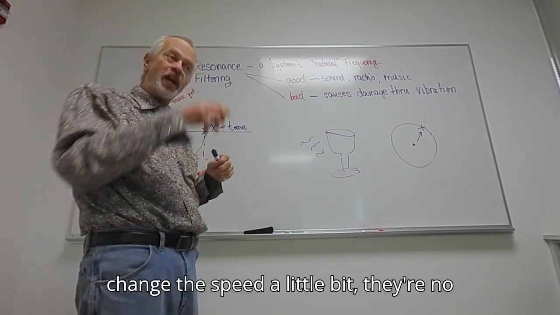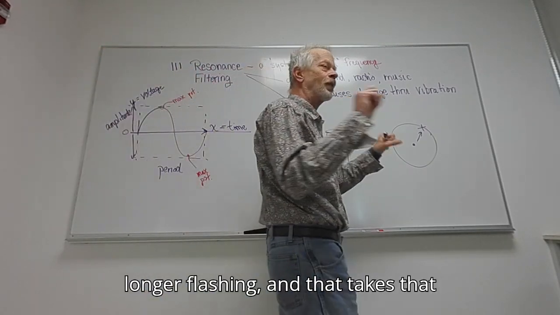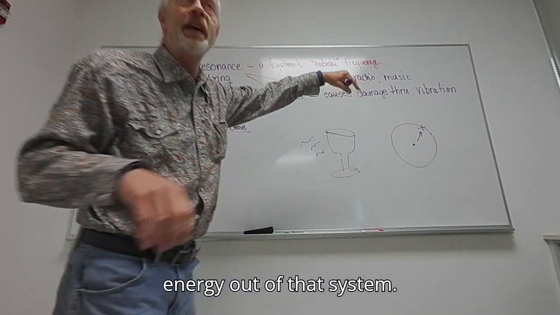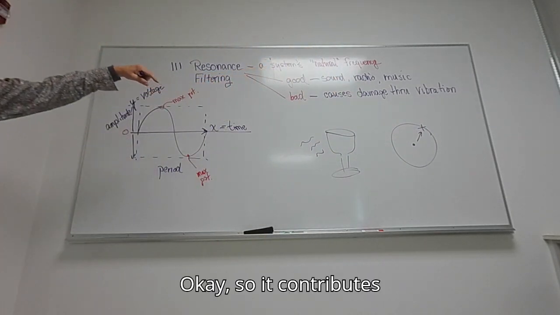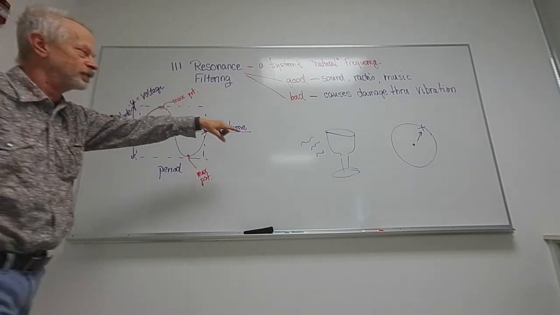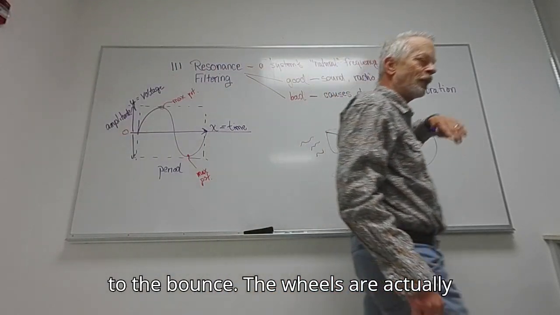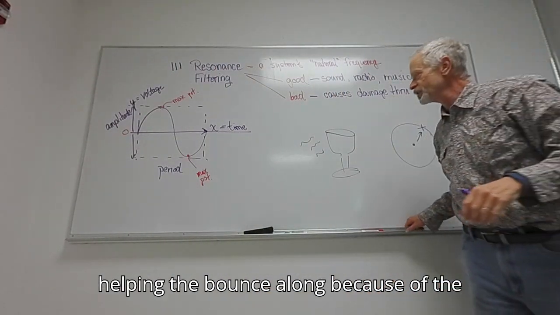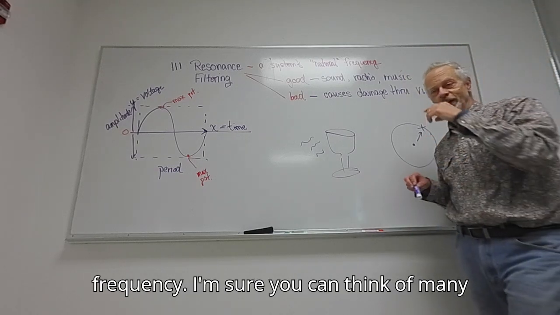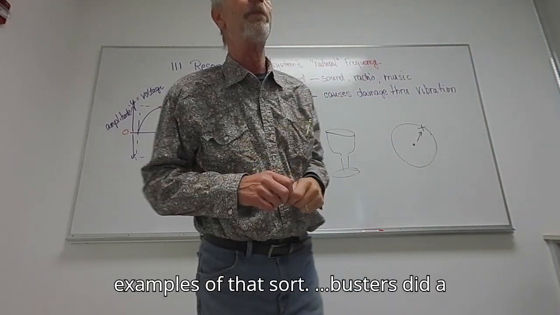But if you change the speed a little bit, they're no longer flashing together, and that takes that energy out of that system. So it contributes to the bounce. The wheels are actually helping the bounce along because of the frequency. I'm sure you can think of many examples of that sort.